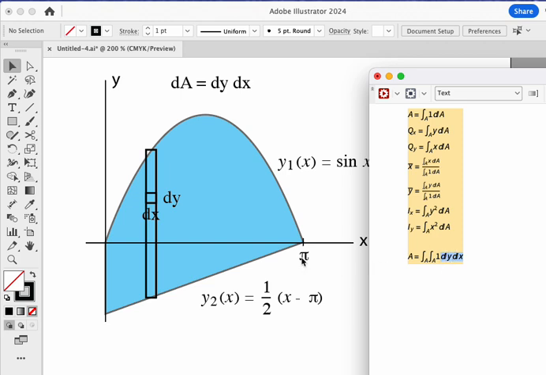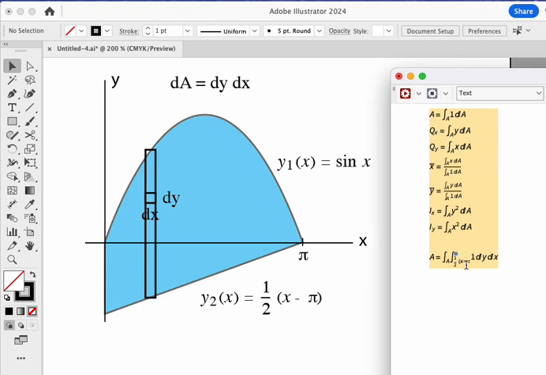We're integrating first in the y direction because I have y in terms of x for both of these curves right here. So the furthest down I can go here is this thing right here. So I'm going to have to make my first limit down here be this lower y2 thing. So this is going to be 1/2 of x minus pi. And the upper limit is going to be this upper curve here, which is sine x, like that.